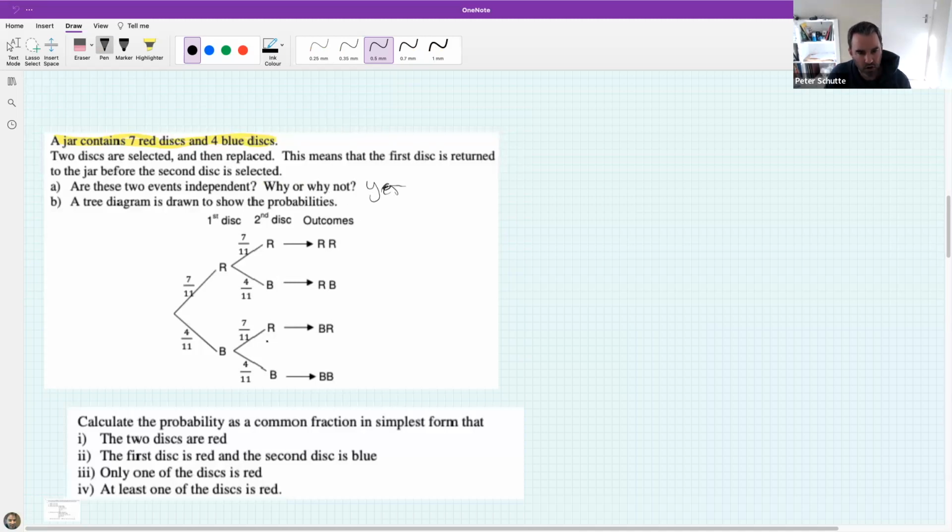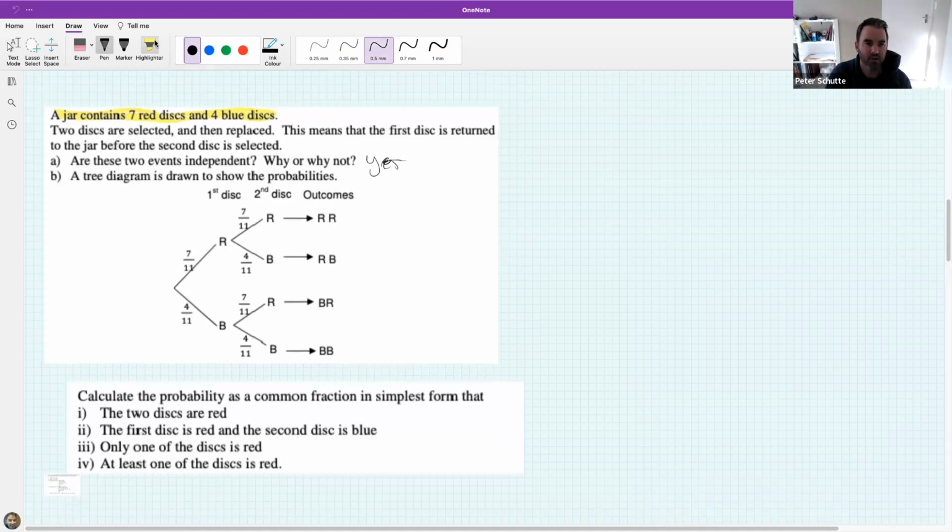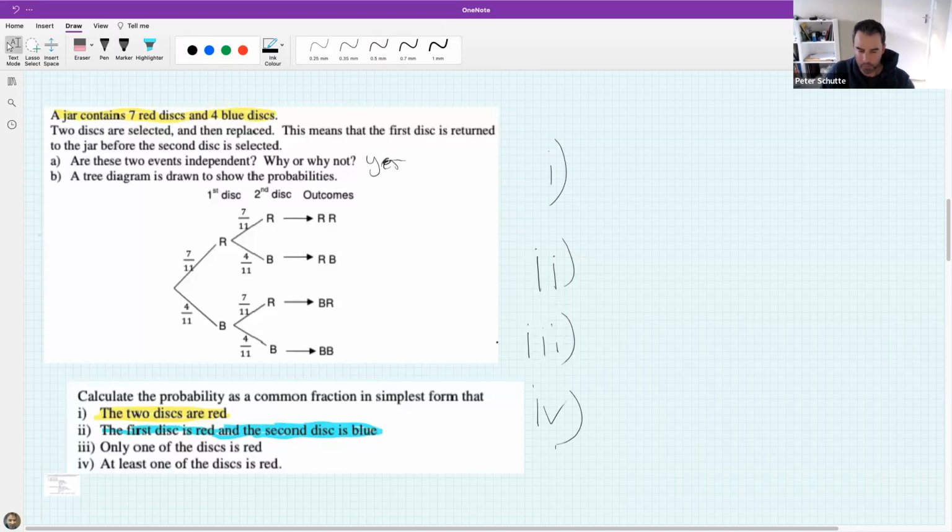Now, they have this tree here to take into account the information. I want to know in this question, what is the probability that the 2 discs you draw are red? And then I want to know what is the probability that the first disc is red and the second disc is blue. So give me the answers to those 2. Pop it in the chat.